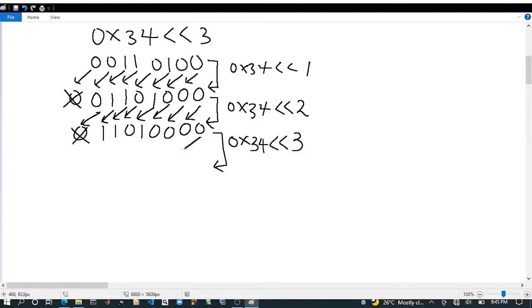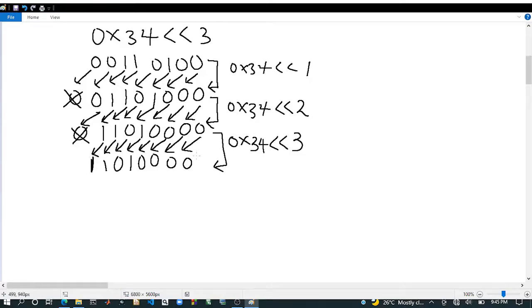So we pick these bits and shift to the left, we have 0. We pick these bits, shift to the left, we have 0 here. Pick these bits, shift to the left, we have 0. Pick these bits, shift to the left, we have 0. Shifting this to the left gives us 1 here. Shifting this to the left gives us 0. Shifting this to the left gives us 1. Finally, shifting this to the left gives us 1.